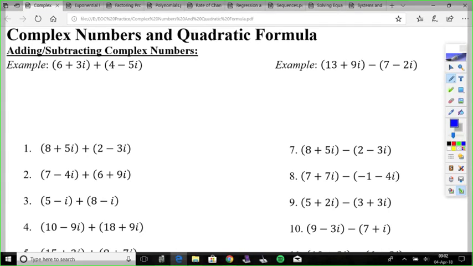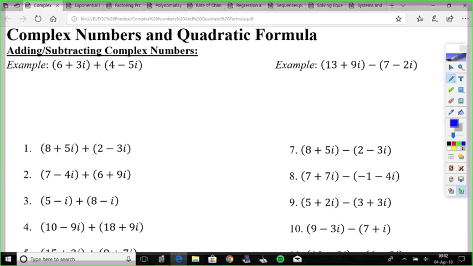Okay, so complex numbers, also referred to as imaginary numbers, is what we'll talk about in this video. We'll add them, subtract them, multiply them, and even use the quadratic formula a little bit. All right, so let me show you my examples, and I'll probably go through one or two of your problems to help you figure some of those out, because I know they are a little different than the examples sometimes.